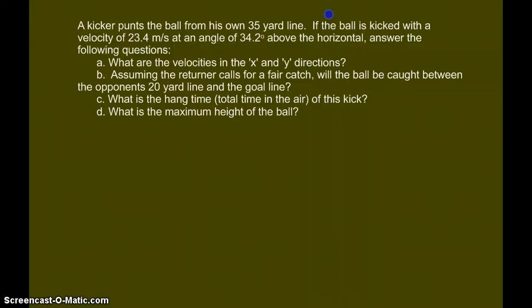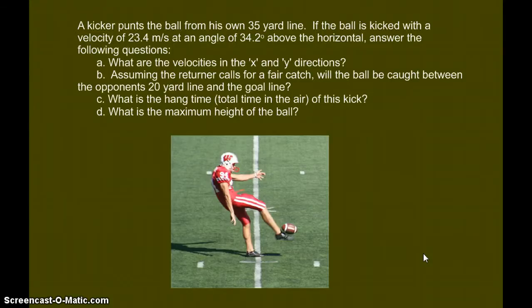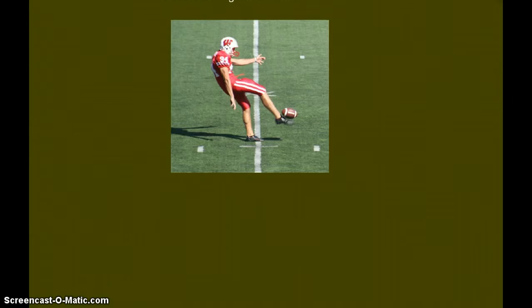So the velocities in the X and Y direction. So here we have our kicker. Nice, isn't it? A little bit of screen magic there. Kicking, okay, maybe it looks like it's just 35.5-yard line. Whatever. So there's our kicker. And let's see what we have. Let's draw a quick sketch of what's going on here.